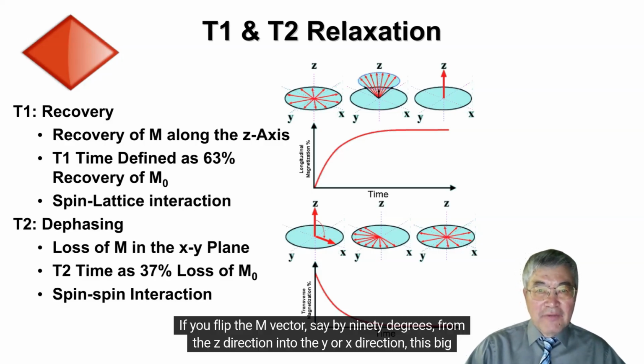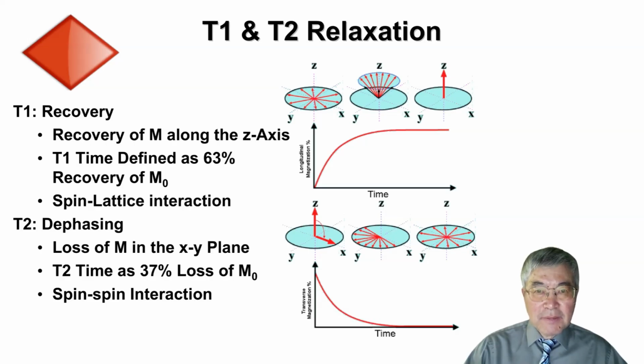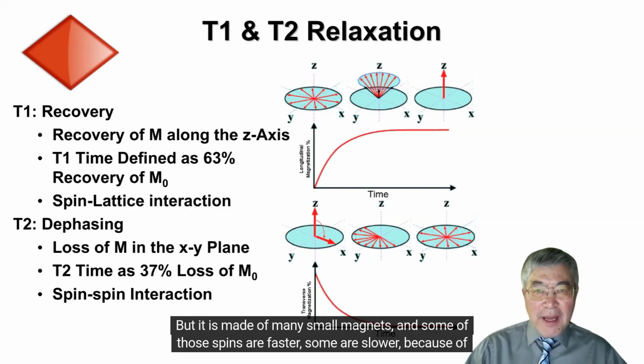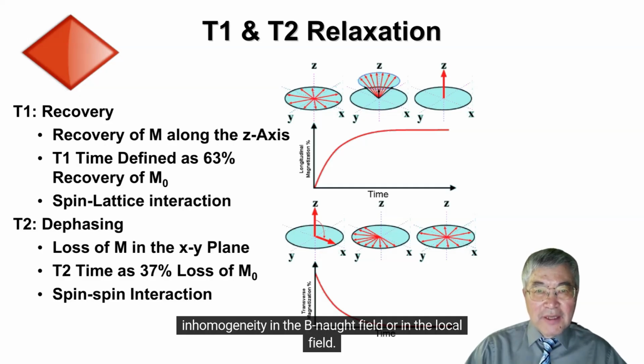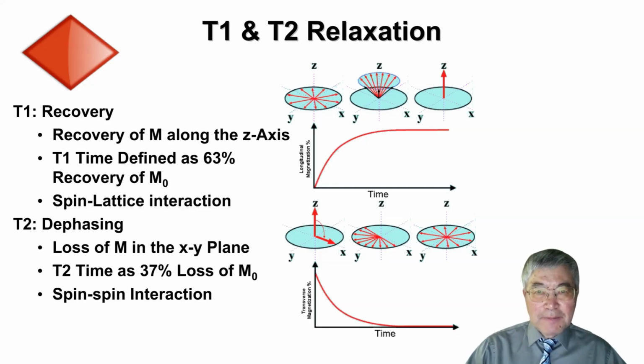If you flip the M vector, say by 90 degrees from the Z direction into the Y or X direction, this big M vector at first points all in one direction. But it is made of many small magnets, and some of those spins are faster, some are slower, because of inhomogeneity in the B0 field or in the local field. The local field, ions, molecules, molecular motion, all these things contribute to that inhomogeneity.